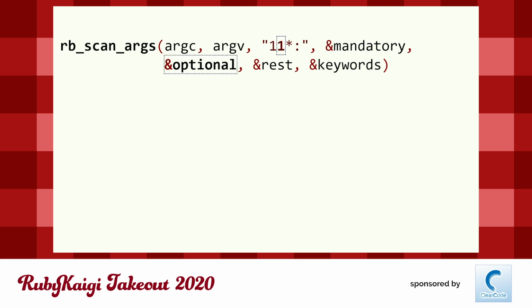The second character is 1, indicating one optional argument. The third character is a star, indicating a rest argument, which will combine all remaining arguments into an array. And the last character is colon, indicating keyword arguments.